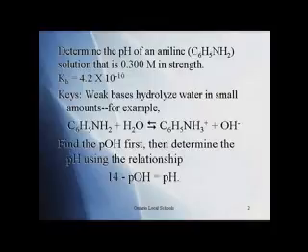Because the result of the hydrolysis of the water is hydroxide ion in solution, if we find pOH first, then we can determine pH using the relationship that 14 minus the pOH will equal the pH.